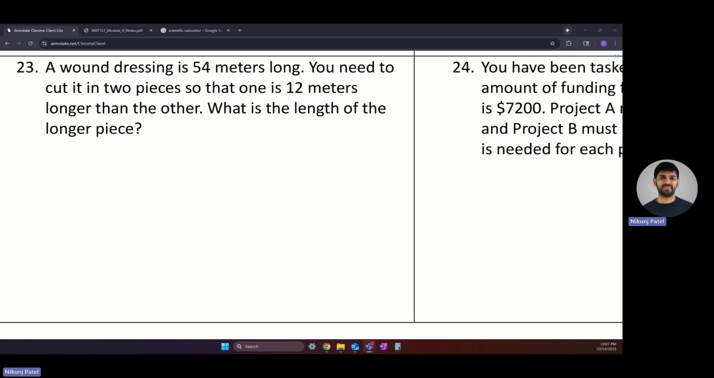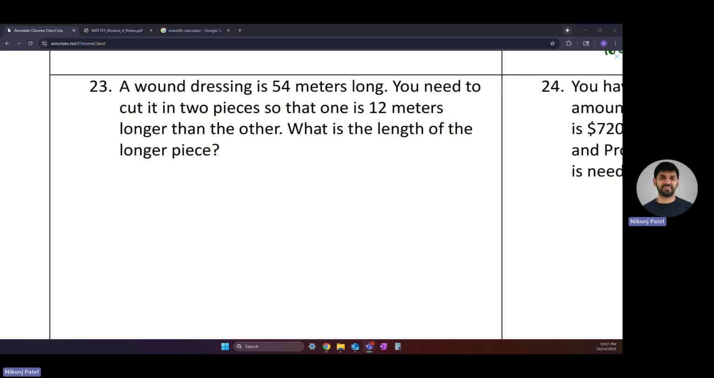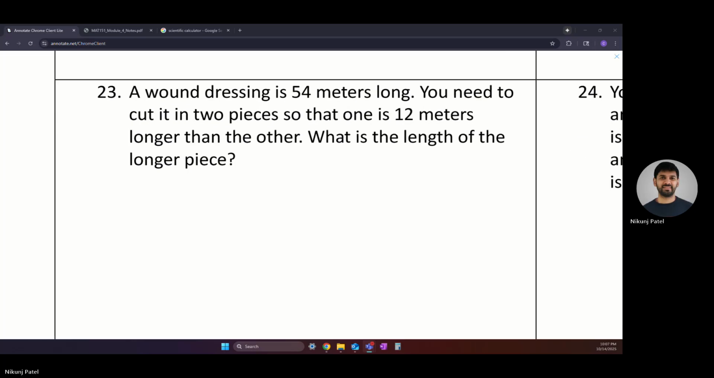Number 23 says a wound dressing is 54 meters long. You need to cut it into 2 pieces so that one is 12 meters longer than the other. What's the length of the longer piece? So visually, it helps to understand what's going on. Think about you've got your wound dressing, the very long piece of fabric or cloth or gauze, whatever it might be, right?